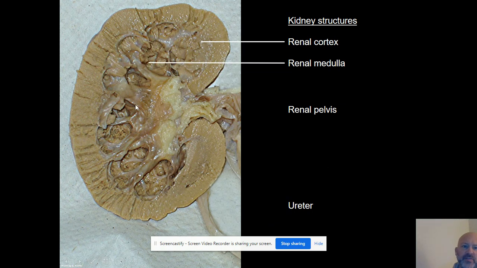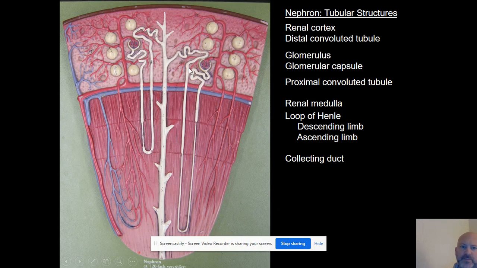This medulla has the renal pyramids in there. The renal pelvis is where everything converges down into. All the nephrons are up here in the cortex, but the collecting tubules converge down through the pyramids, and then everything drains into the pelvis, and the pelvis delivers that urine out the hilus down and through the ureters. This is right out of the book.